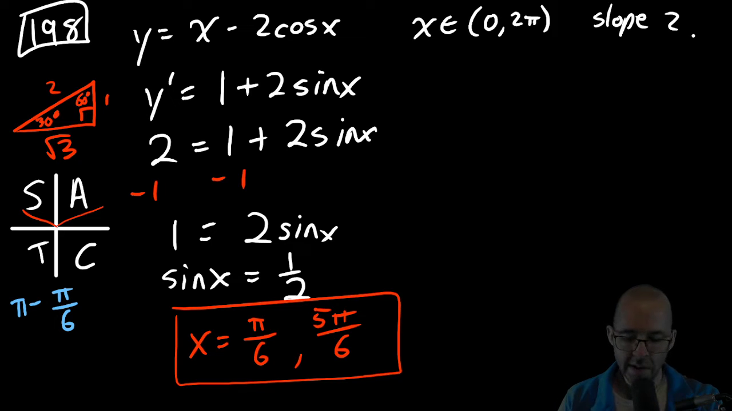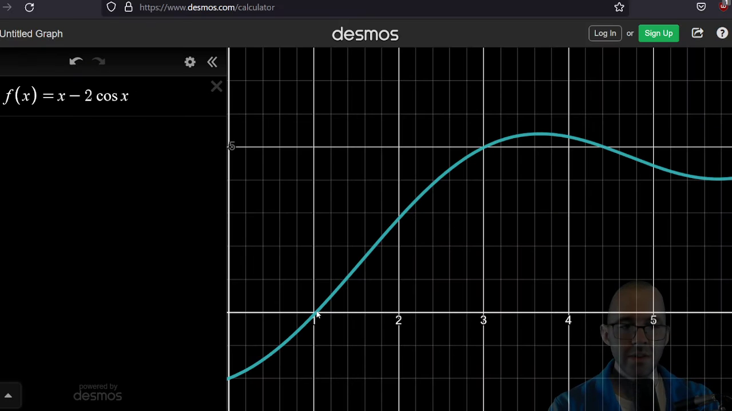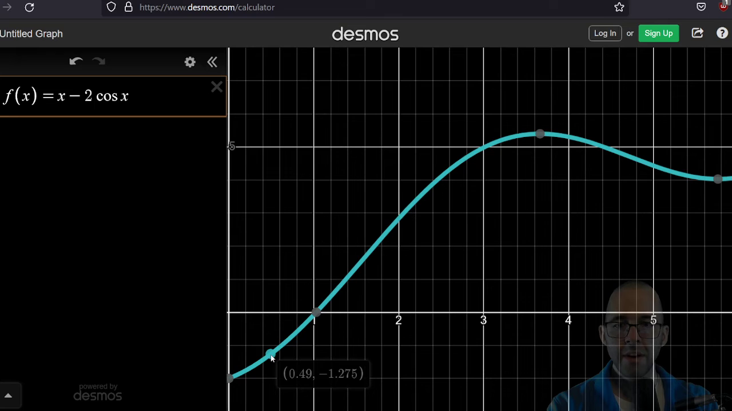The 2 angles are the 2 x-coordinates that we're looking for that give this function a slope of 2. At pi over 6, it is around 1/2. Oh, the slope is about 2 right here. And at 5 pi over 6, which is like 15-ish over 6, it's about 2.5. Here and here should have about the same slope, and it should be 2. And those are the only places with that slope on this interval.